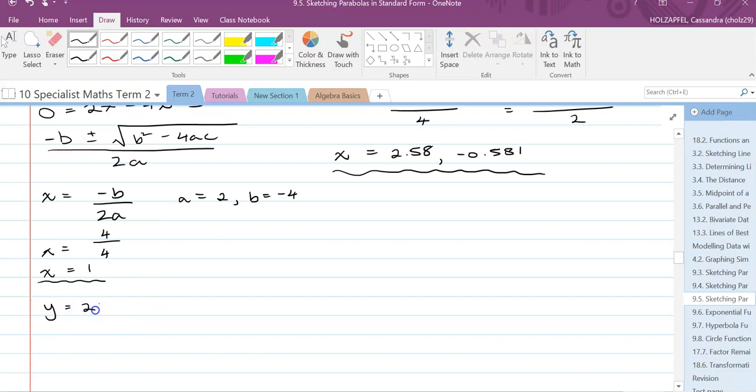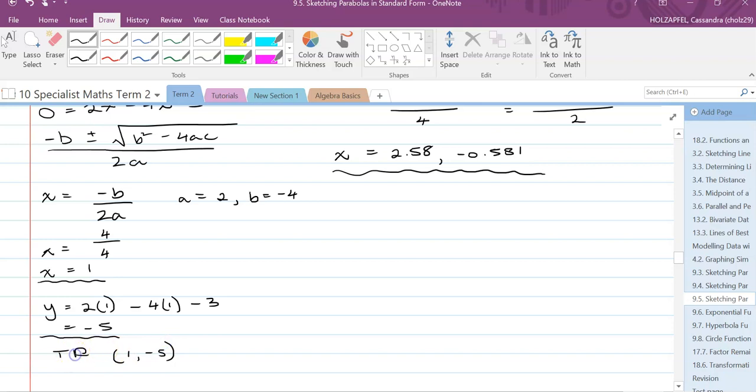So y is equal to 2 lots of 1 minus 4 lots of 1 minus 3. 2 lots of 1, 2. 2 minus 4, negative 2. Negative 2 minus 3 is negative 5. So we have our turning point at 1 and negative 5.